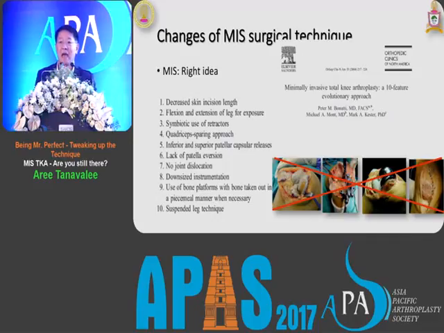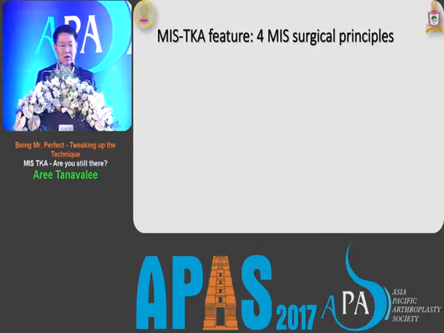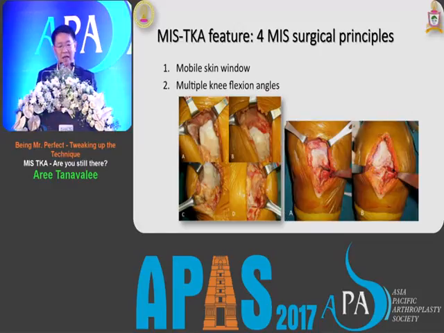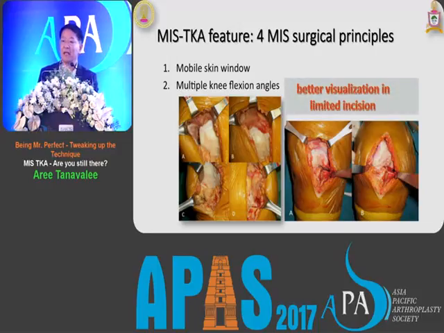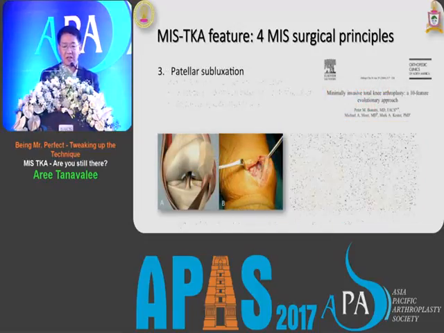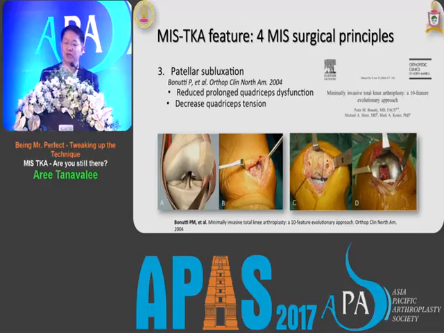If you look back at the literature, there are so many techniques regarding MIS, but I would say that there are four MIS surgical principles. The first one, you need to be concerned about the mobile skin window, together with the second one, multiple knee flexion angles. When you do both, you find that better visualization can happen even though you have a very limited skin incision. Then you do the patellar subluxation; studies have shown that it can reduce prolonged quadriceps dysfunction and decrease quadriceps tension.